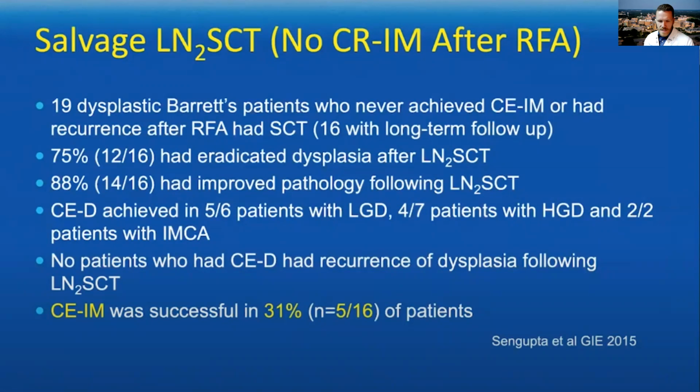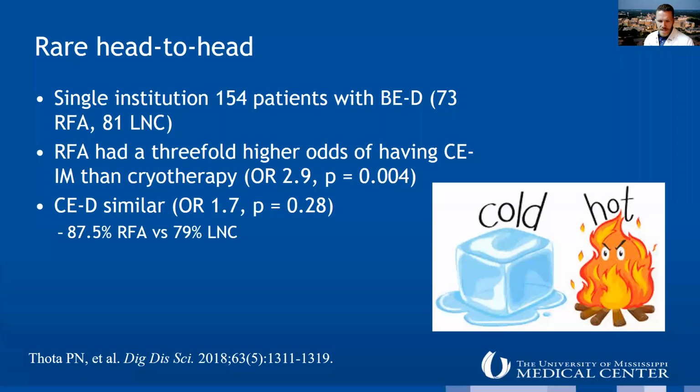So leaning briefly again into that idea of salvage use for the spray liquid nitrogen, this was a series of 19 patients who had failure of RFA to eradicate their high-grade dysplasia or intestinal metaplasia. Once treated with liquid nitrogen spray, you see an 88% improvement in pathology, so a step down from whatever they had. 75% had complete eradication of their dysplasia, and Barrett's was eliminated entirely in 30% of those patients.